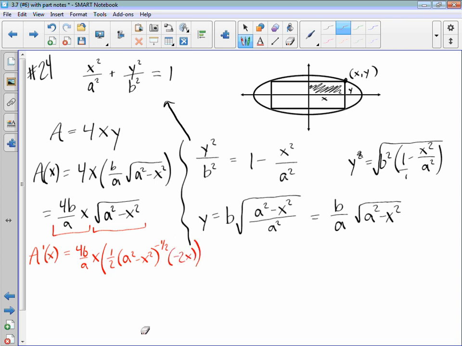So questions on that? And then I'm going to leave the back piece alone, and what's the derivative of 4b over a x? 4b over a, just that constant. And then leave the square root piece alone. And we'll clean this up. It's not going to be as bad as it might look.